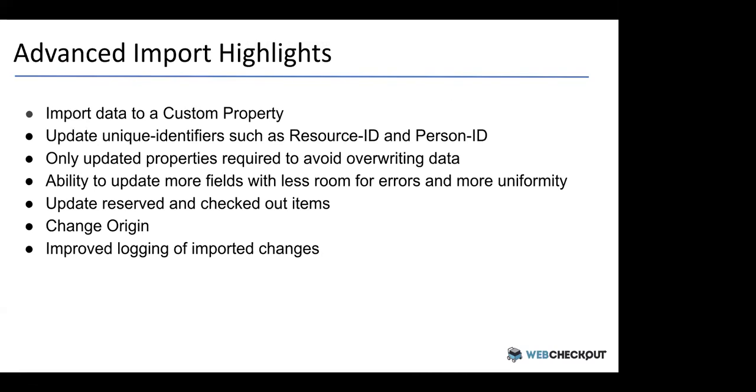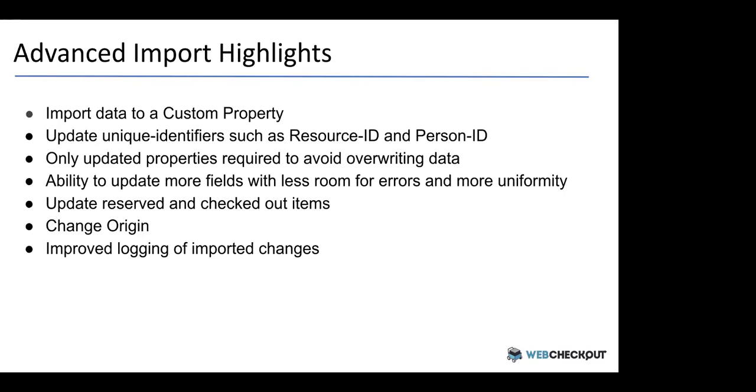Advanced imports is a powerful new tool to add and change data en masse and includes several new key features. So key features include the ability to import to a custom property, updates to unique identifiers such as resource IDs or person IDs en masse, the ability to exclude or protect fields so that they are not overwritten while updating other properties. That means that you can now include only the fields that you want to be updated on the import file and that those excluded will not be overridden.